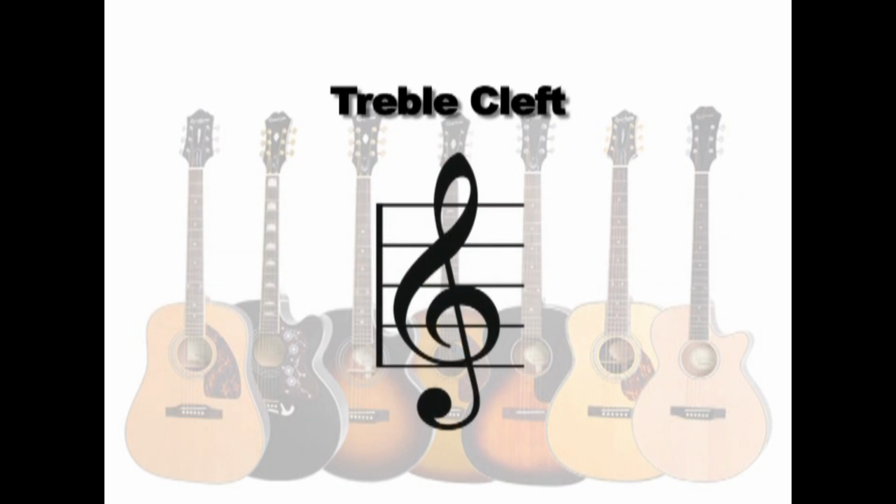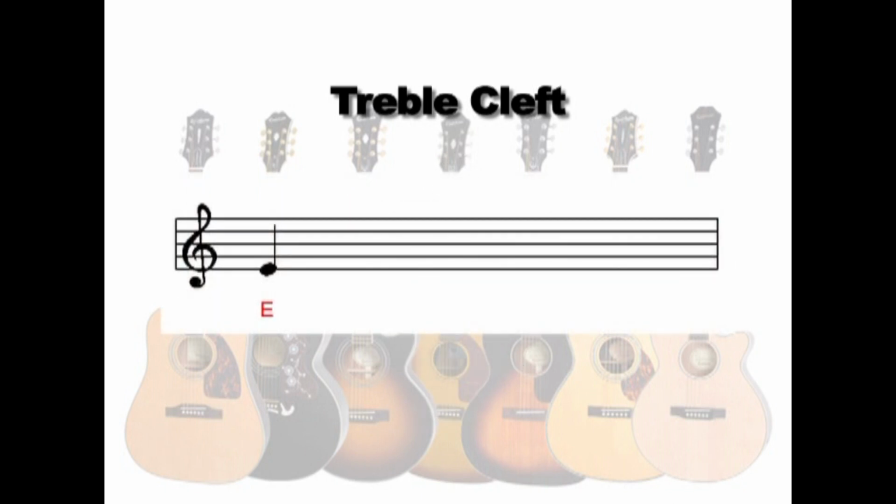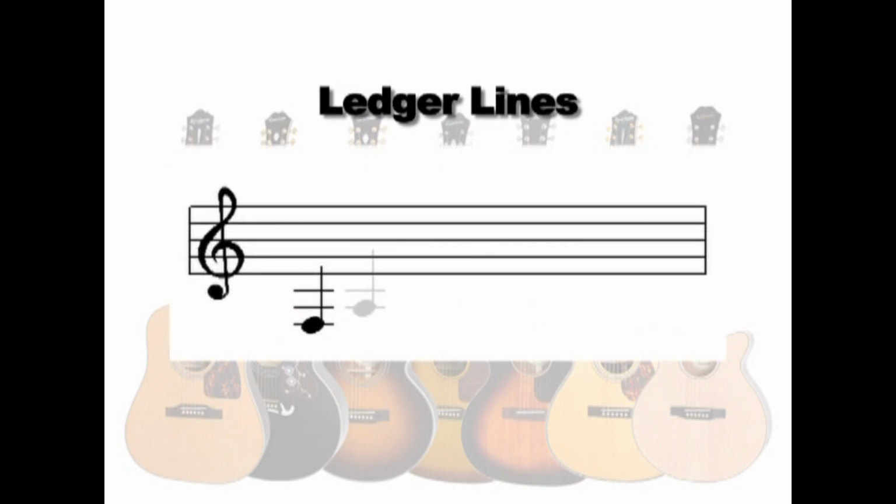Guitar music is written on the treble clef. Whenever you see this symbol, the music can be played on a guitar. The notes of the treble clef start with E on the very bottom line. The space above E represents an F note. The line above F represents a G. Notes can extend above and below the staff by the use of ledger lines.